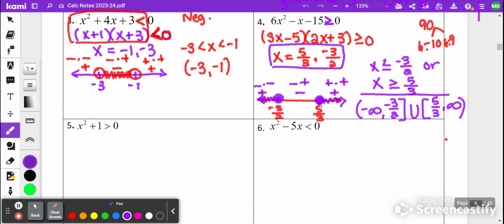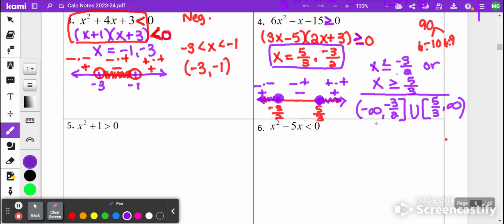We test our regions and we're looking for positive numbers, right? Numbers that are bigger than or equal to 0. So when we drop some numbers in here, we got a negative times a negative. That's a positive. In between these two solutions, we got a negative number. And to the right, we also got a positive. So this is how we would write this.